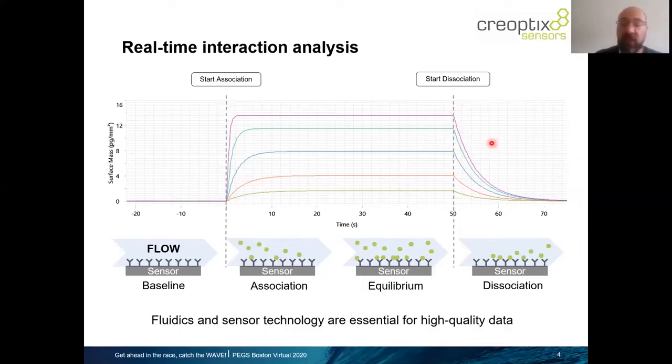Of course, there are two ways of calculating and deriving your affinity, either by plotting the response versus your concentration, and then you can get your affinity from the response at equilibrium. So this is the affinity from equilibrium, but also more importantly, you can get your affinity from kinetics, which is a ratio between the off rate and the on rate.